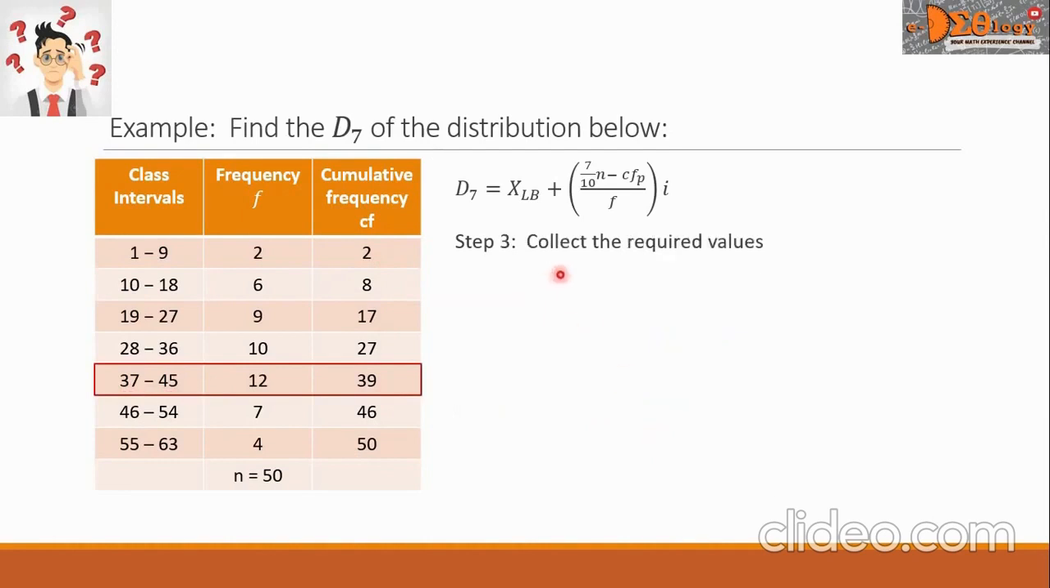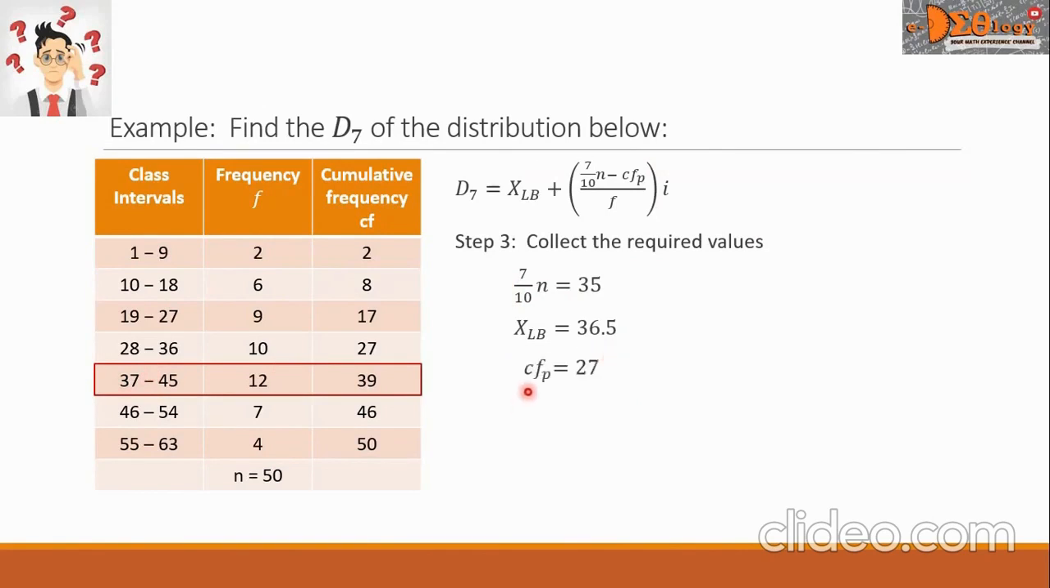For step 3, let us collect the required values of the formula. We started with a value 7 over 10 times n from step 1. This is equal to 35. Next is the x sub lb, the lower class boundary of the d sub 7 class. We write here 36.5. We got this value from this class. The lower limit is 37. We subtract 0.5. So the answer is 36.5.